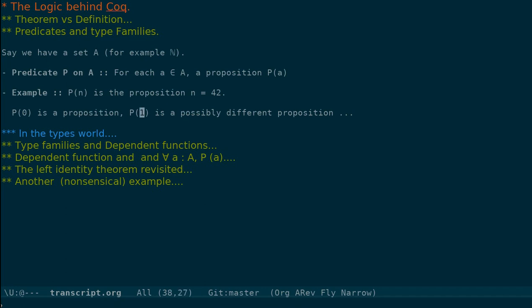P1 is a different proposition. It says 1 equal to 42, etc. Some of them might be false, some of them might be true. How do we capture this in the type world?